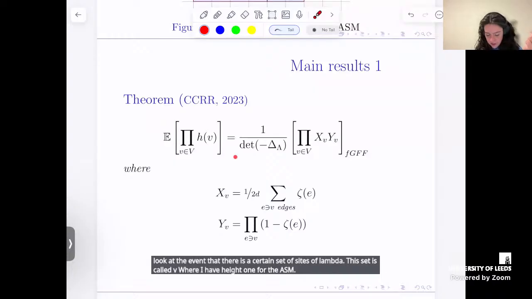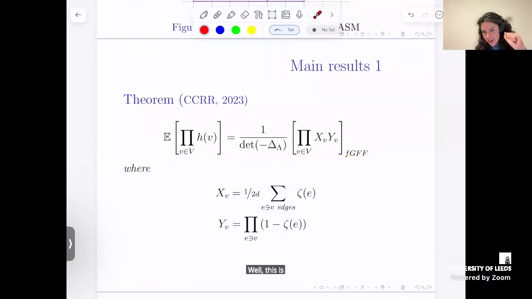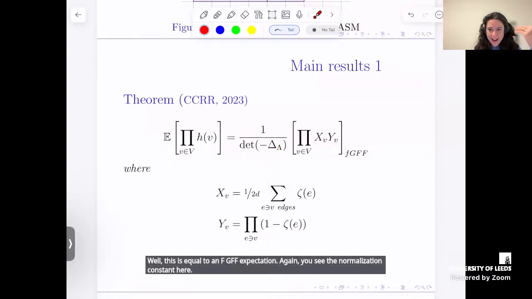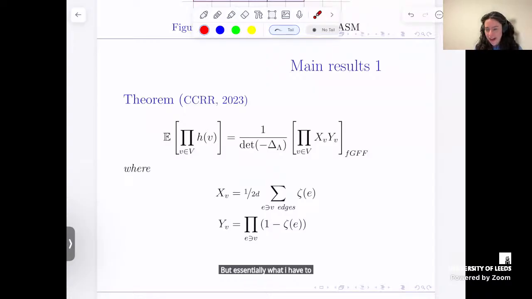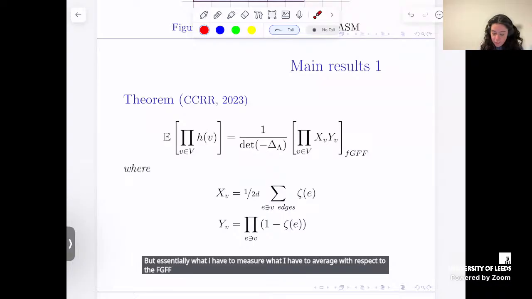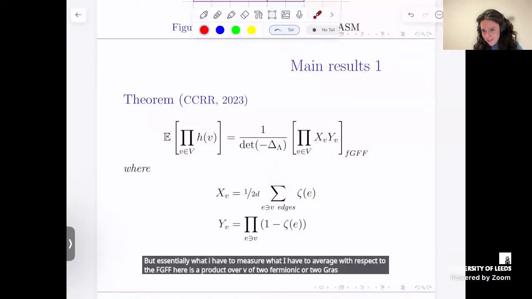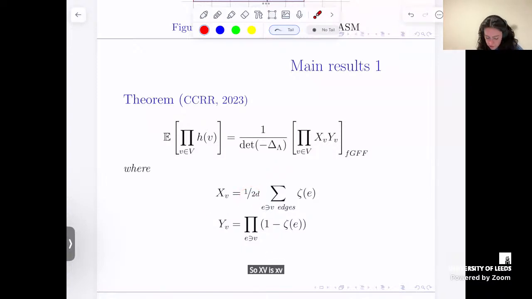Well, this is equal to an FGFF expectation. Again, you see the normalization constant here. But essentially, what I have to measure, what I have to average with respect to the FGFF here, is a product over V of two fermionic or two Grassmannian polynomials. And what are these polynomials? So X_V is, up to a constant, essentially the sum of the zetas.